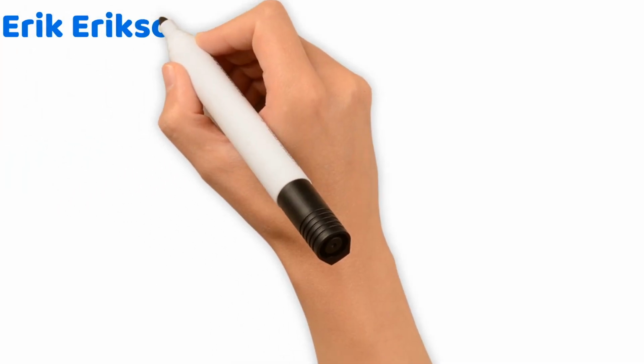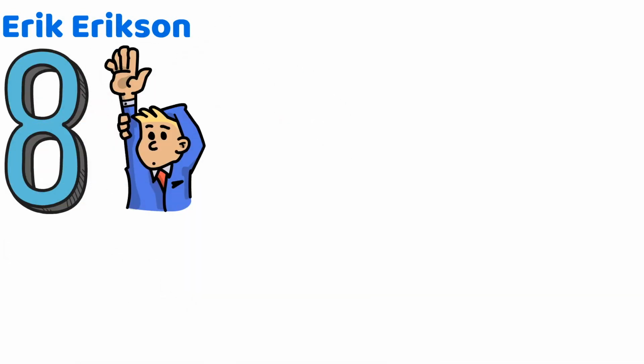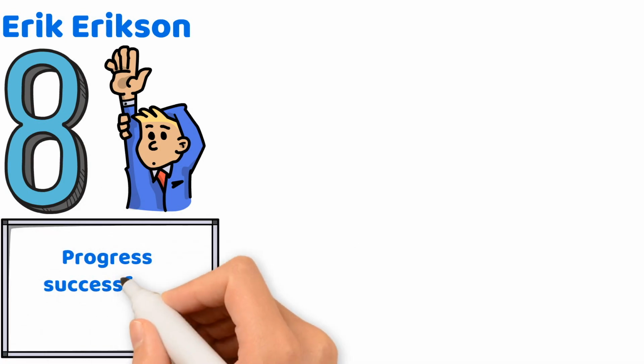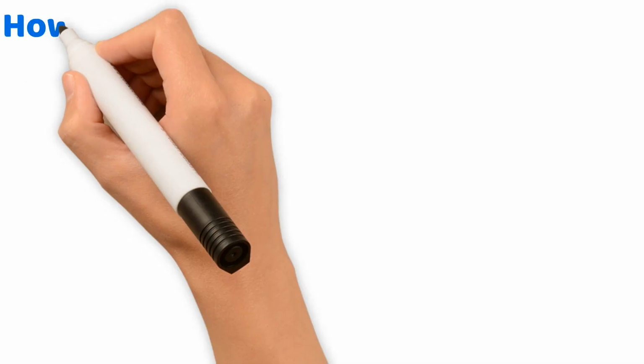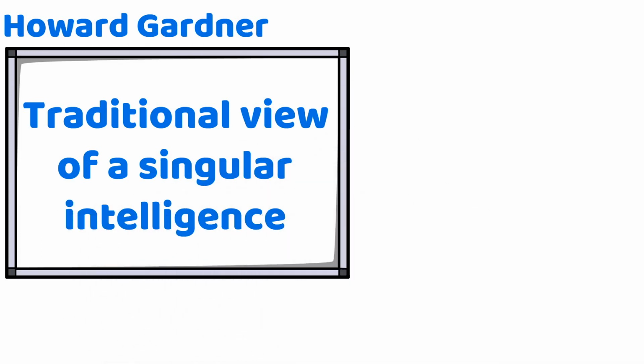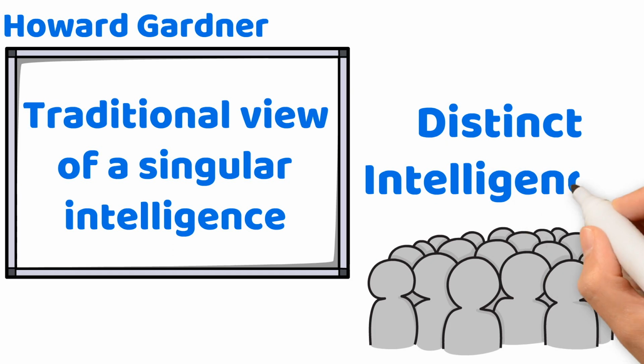5. Erik Erikson's psychosocial development theory outlines 8 stages of human development, each characterized by a specific conflict that individuals must resolve to progress successfully through life stages. 6. Howard Gardner's theory of multiple intelligences challenges the traditional view of a singular intelligence, instead suggesting that individuals possess a variety of distinct intelligences.